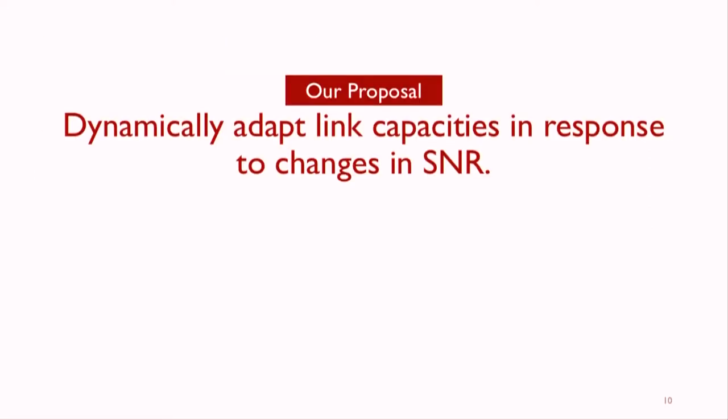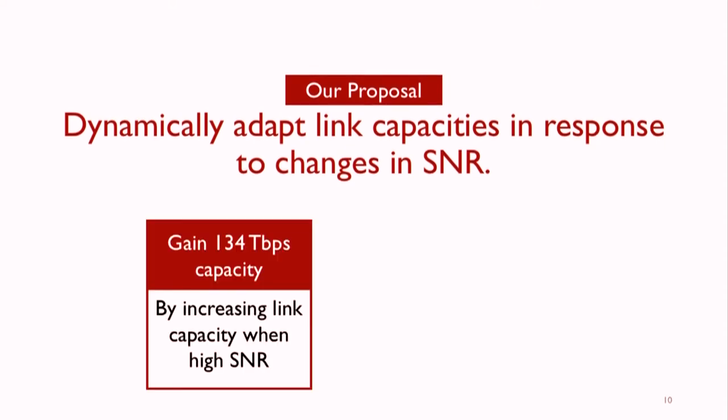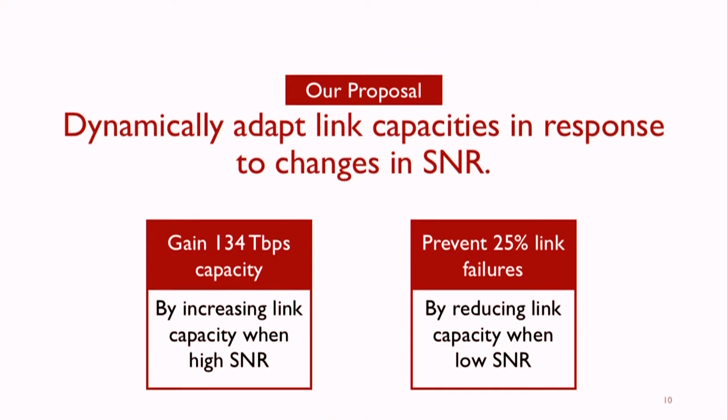So here's our proposal. We propose that we dynamically adapt link capacities in response to changes in SNR. So we want to adapt the link capacities of physical links as the SNR in the fiber changes. This leads to two gains. The first is that we stand to gain up to 134 terabits of capacity if we increase link capacities when the SNR is high. The second is that we stand to prevent 25% of failures if we can reduce link capacity when the SNR is low.